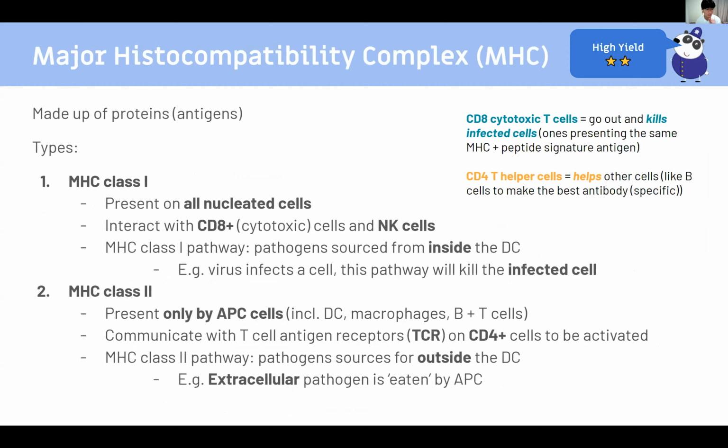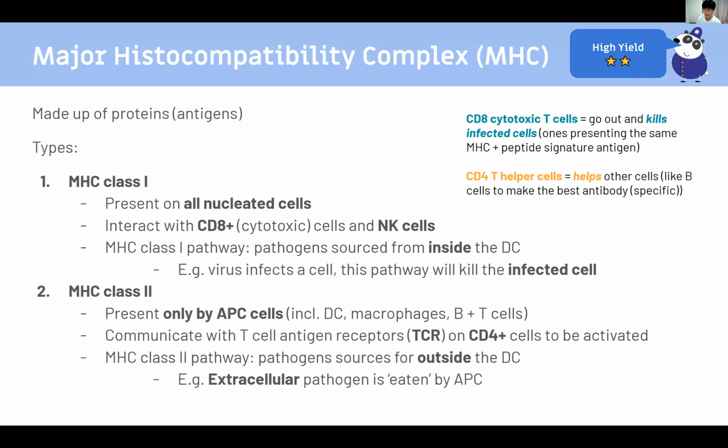So what is an MHC marker? MHC stands for Major Histocompatibility Complex, and it's basically made up of proteins or antigens. There are two types. Type 1 is MHC class 1, and these are present on all nucleated cells. These interact with CD8 plus, or cytotoxic, cells and natural killer cells.